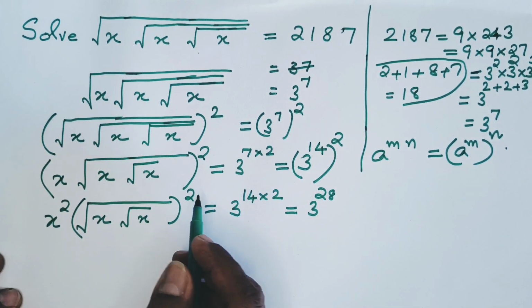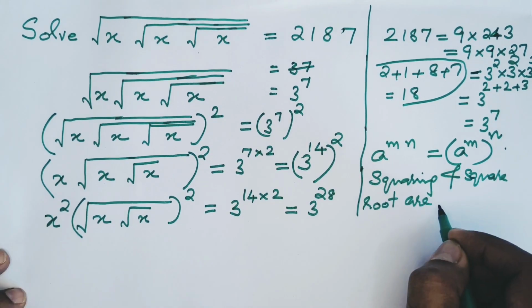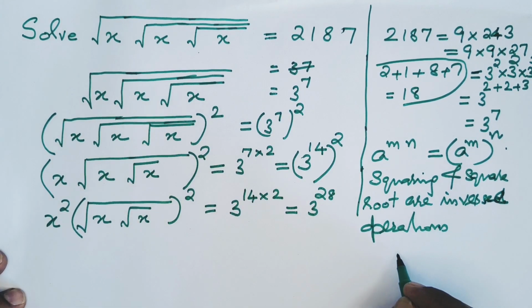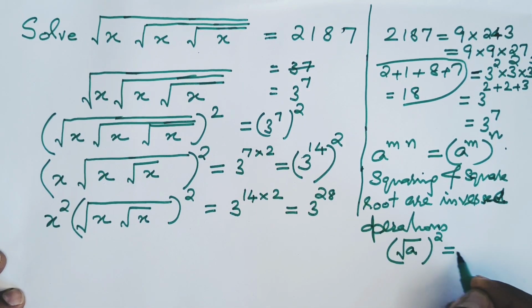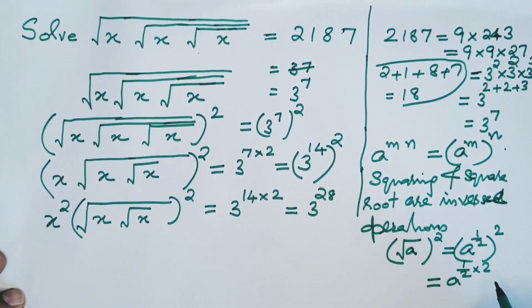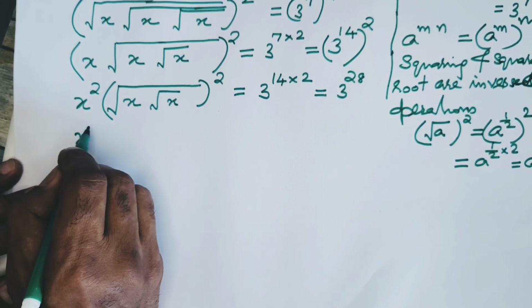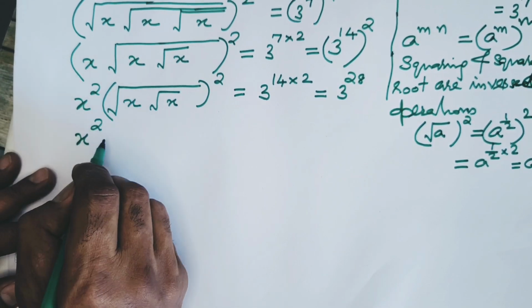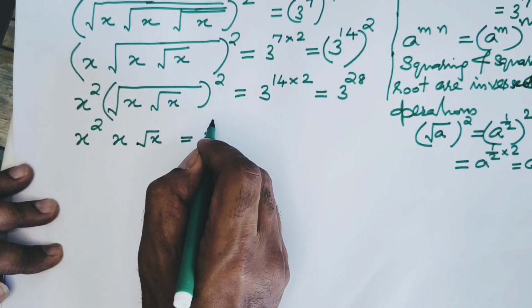Now like I said, squaring and square root are inverse operations. For example, this is what I mean. If you have square root of a, and if you square it, you will get a power 1 by 2 the whole power 2, and on simplification 1 by 2 multiplied by 2, and that is just a. So basically this square root and this 2 will cancel out, and let me rewrite the term x squared. So this is gone. So x times square root of x equals 3 power 28.